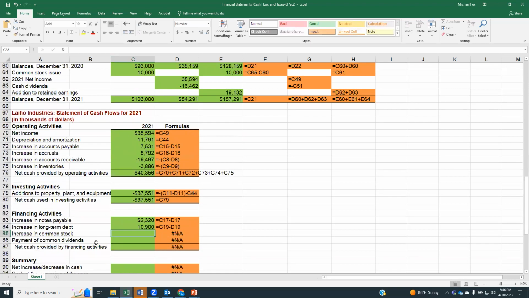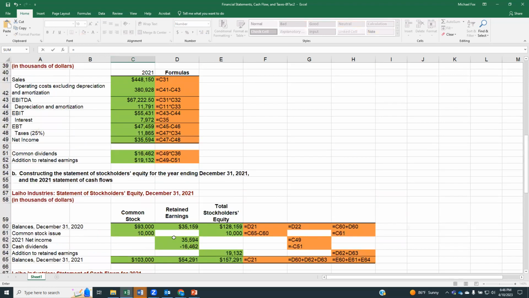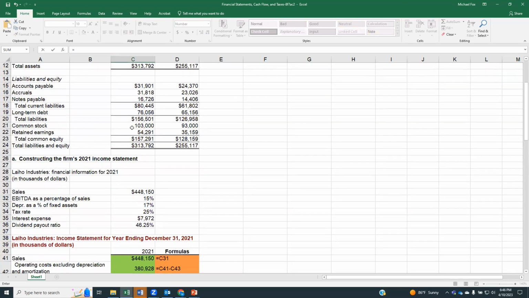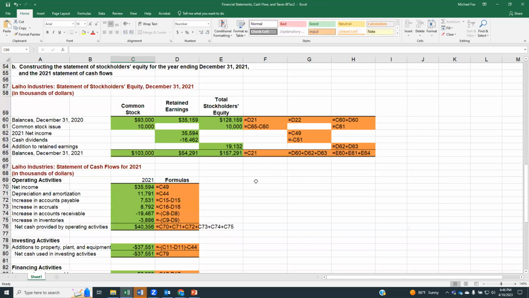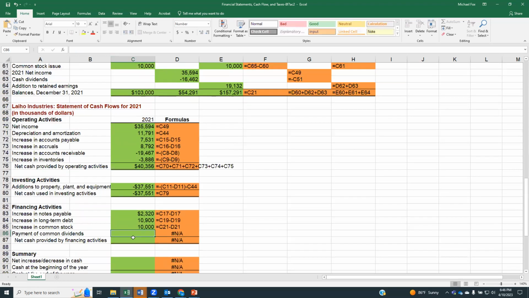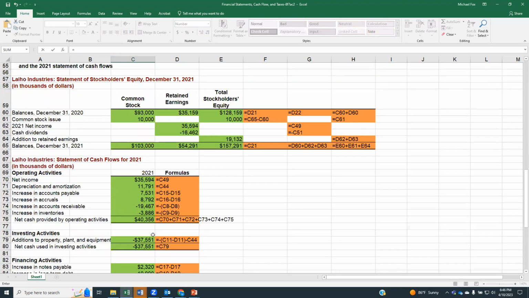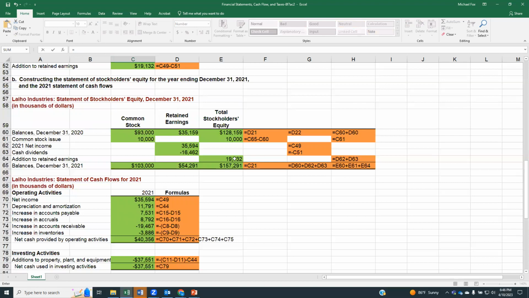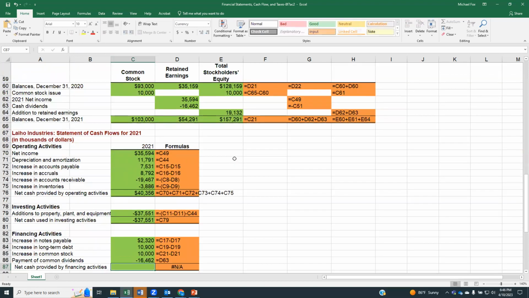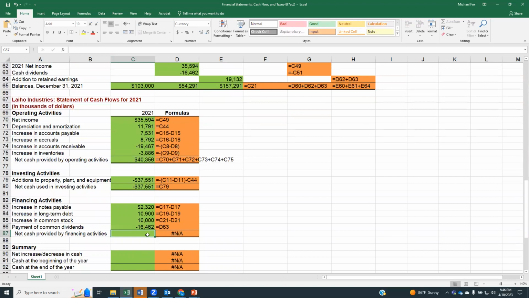My increase in common stock. So common stock means money put into the business by the owners. So I'm going to hit equals, come up to my balance sheet, do common stock this year minus last year. And then our payment of common dividends, which I'm going to hit equals. I'm going to come up here to my statement of stockholders' equity and just click on my cash dividends. And then this is my net cash provided by financing activities.